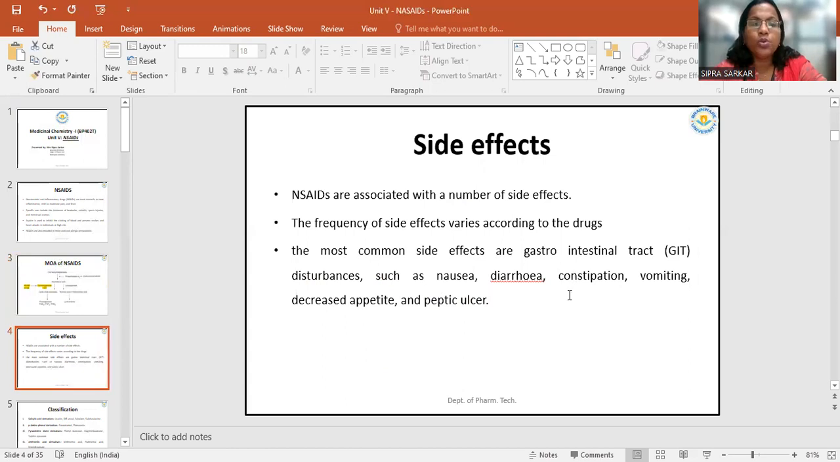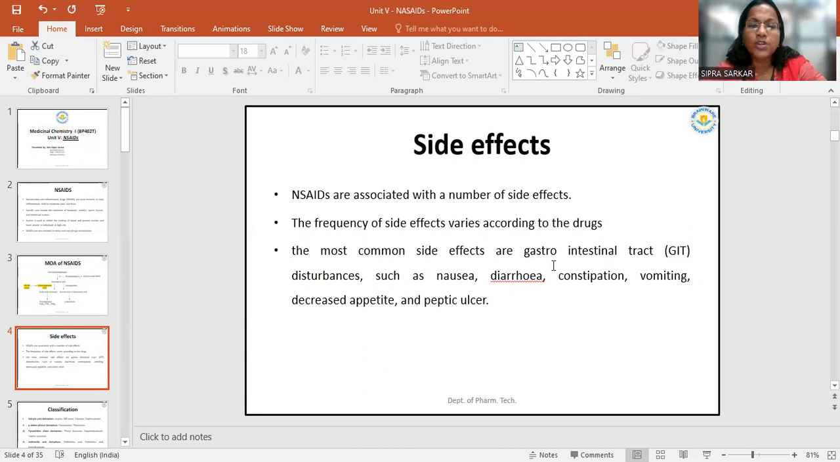Now the most important problem is the side effects of these drugs. If NSAIDs are taken for a longer time, there are a number of side effects. The frequency of side effects varies according to the drug. Different drugs and different timing may cause different types of problems.